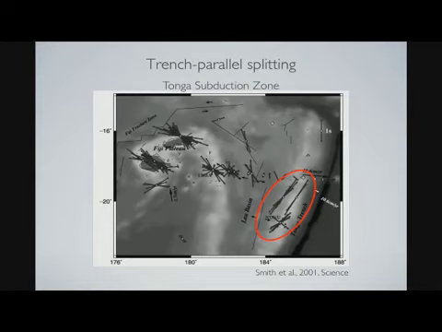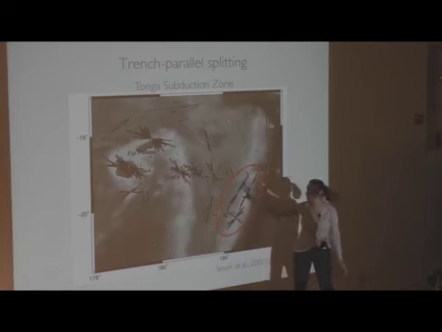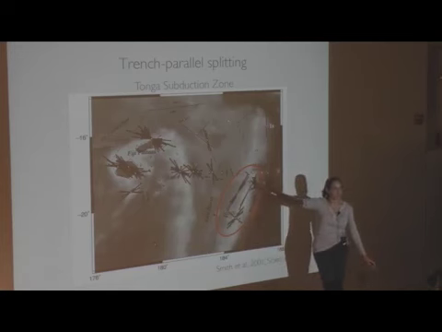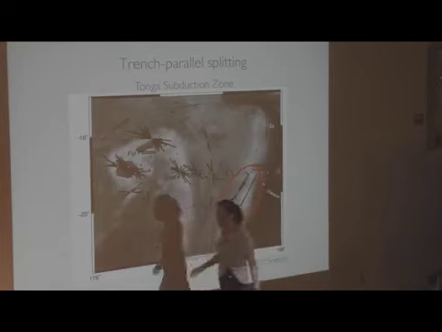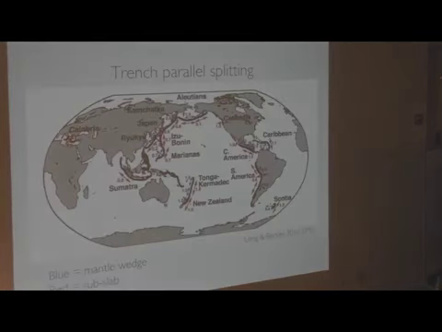This is a figure from Smith et al. 2001, which Doug is a co-author on, so you can ask him questions about it. But the main observation I want to highlight is this trench-parallel splitting that was observed. In this case, this is on the mantle wedge side, but observations have also been made on the opposite side, and they are also non-intuitive. So this is now non-intuitive?